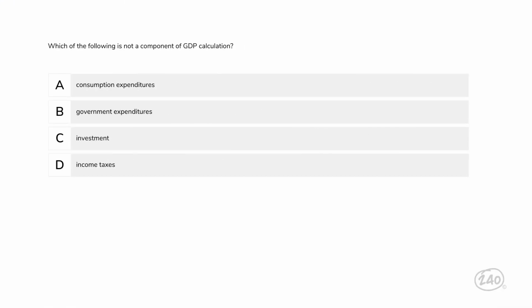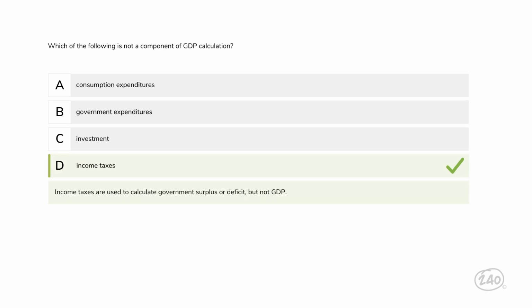One more to go. Let's look at an economics question. Which of the following is not a component of GDP calculation? GDP stands for Gross Domestic Product. Consumption expenditures, government expenditures, investment, or income taxes. This time, the best was saved for last. Choice D is correct. Income taxes are used to calculate government surplus or deficit, but not GDP.